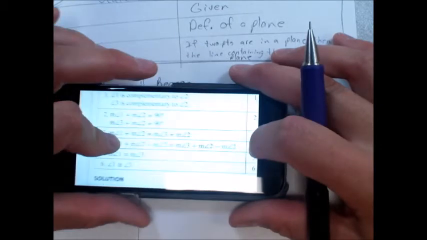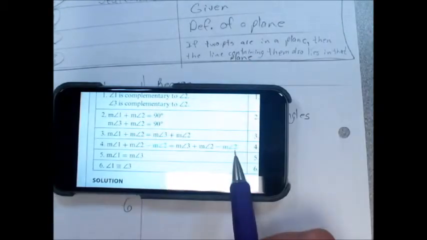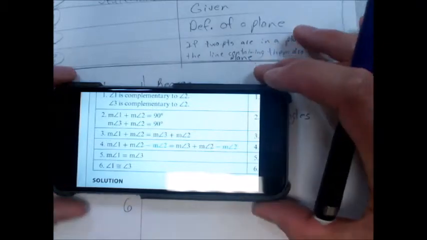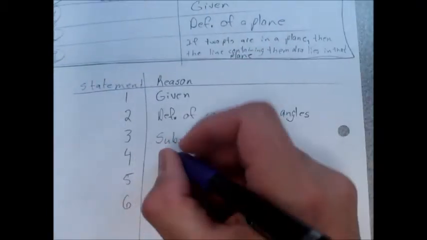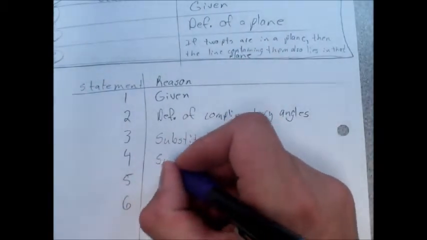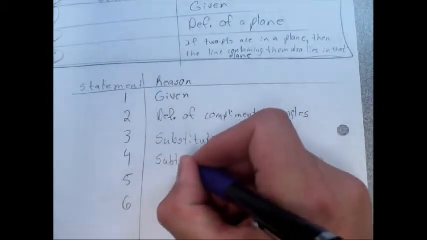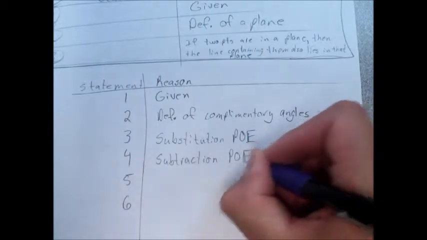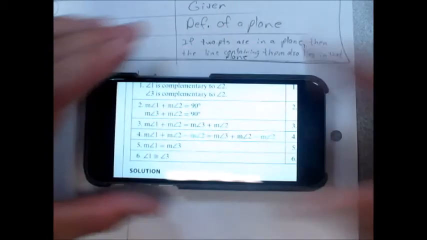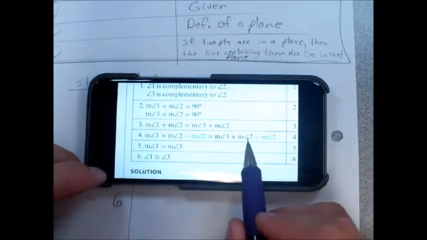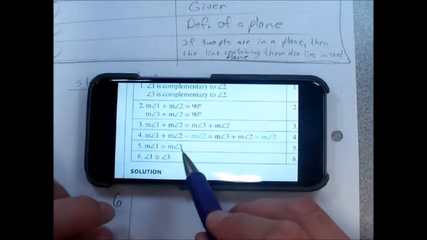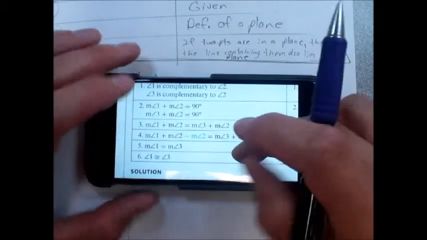On number 4, it shows you what it changed. It says it subtracts the measure of angle 2 from both sides. So if I'm subtracting something from both sides, that's the subtraction property of equality. Property of equality. So you're just looking for what changes in between each one. So they combine this one, they combine this one. What's left is the measure of angle 1 is equal to the measure of angle 3. All they did was simplify, basically.